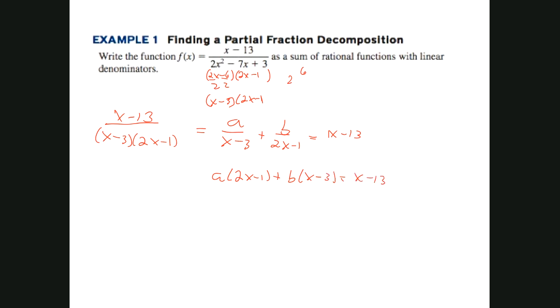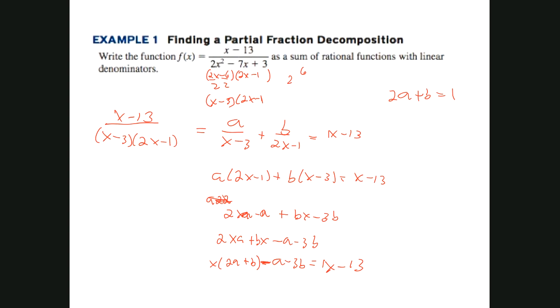I multiply through here. So I get 2xA minus A plus Bx minus 3B. I want to put my x's together, so I have 2xA plus Bx minus A minus 3B. And then I'm going to factor out an x, so I get x(2A plus B) minus A minus 3B is equal to x minus 13. All right, so now I know my x value is a 1, so I know that 2A plus B is equal to 1. I also know that negative A minus 3B is equal to negative 13.